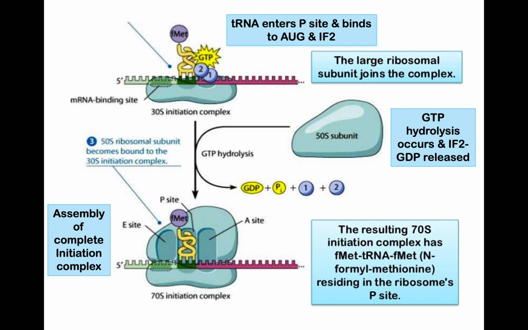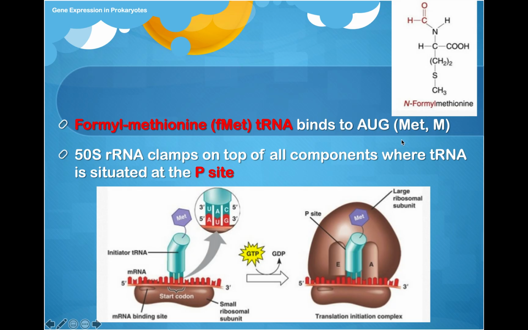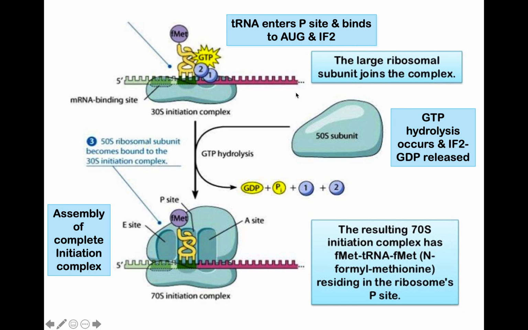So what happens then is the tRNA enters the P site. If you don't remember, the P site is the one in the middle. It binds to AUG and IF2, the initiation factor 2. The large ribosomal subunit joins the complex, and this is the process whereby the initiation complex is assembled, resulting in the 70S initiation complex.